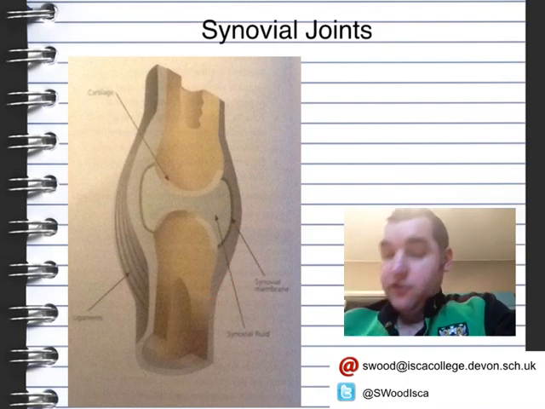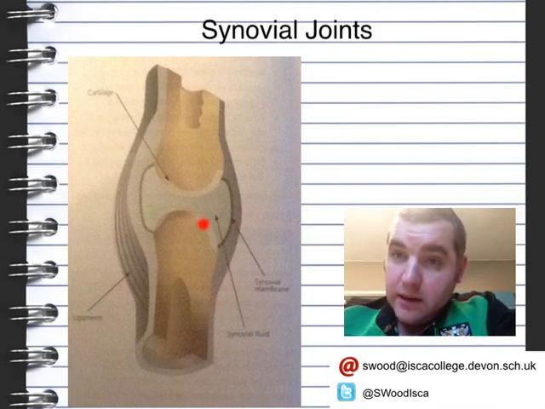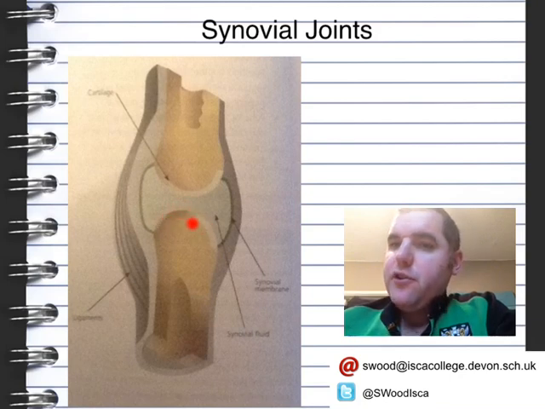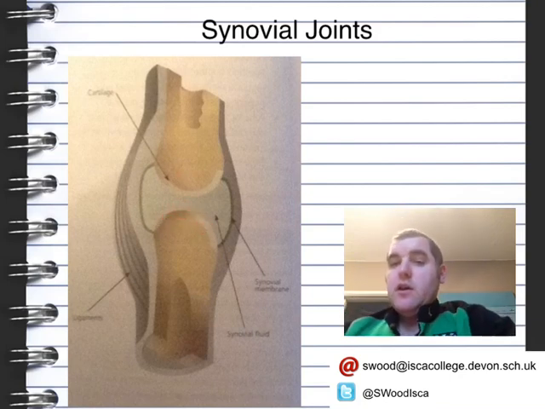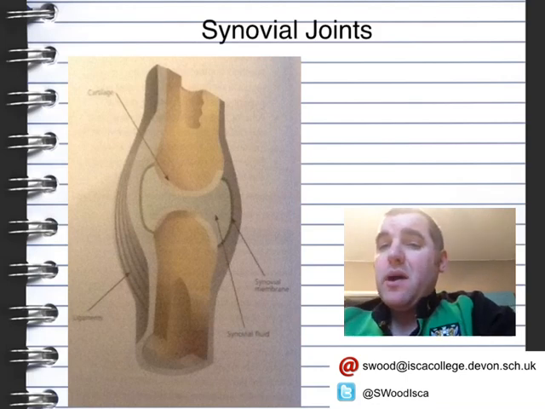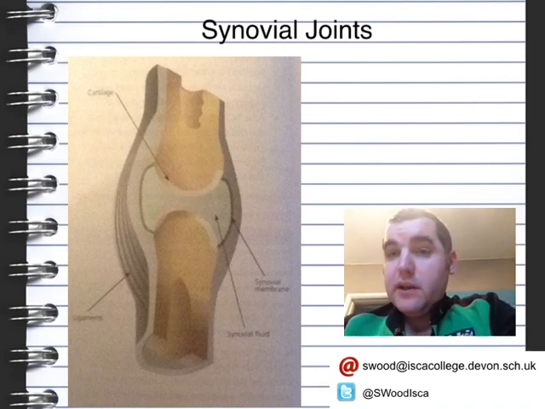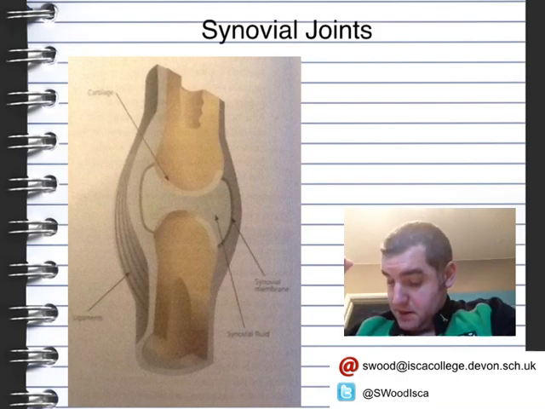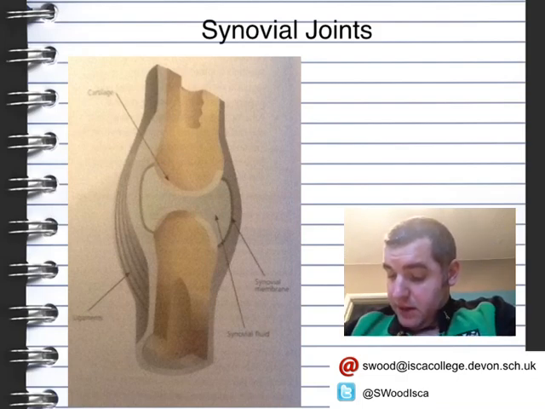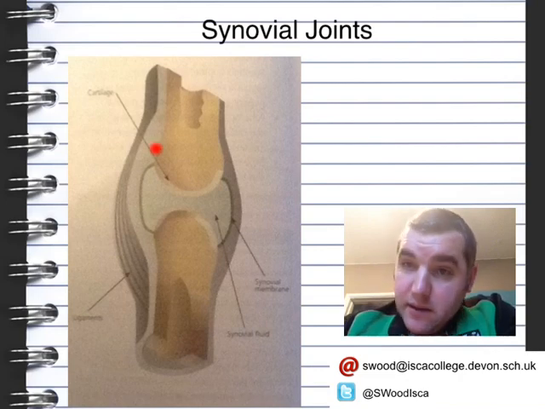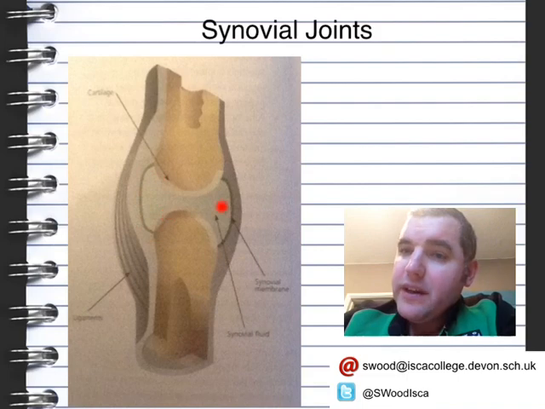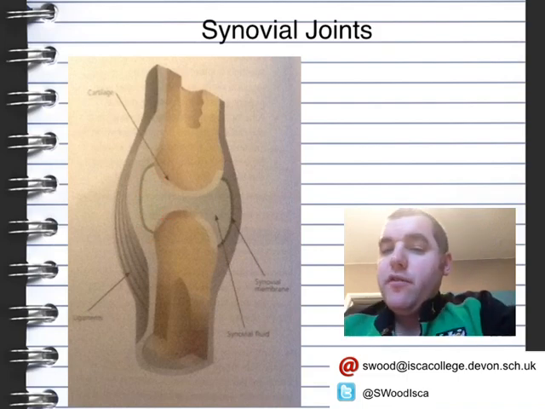Now the cartilage on the end is there to reduce the amount of friction within the bones. The bones can be really quite painful if they rub together. Now we also have the synovial fluid that cushions the movement between the bones. Now the synovial membrane is able to secrete and protect and hold in that synovial fluid.